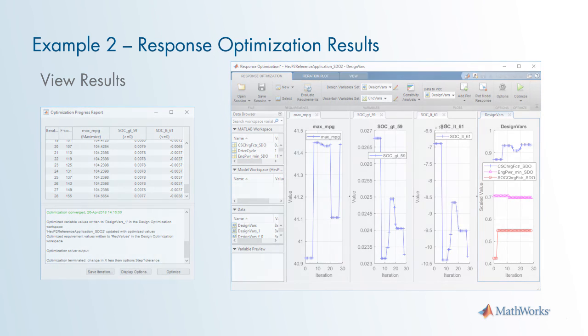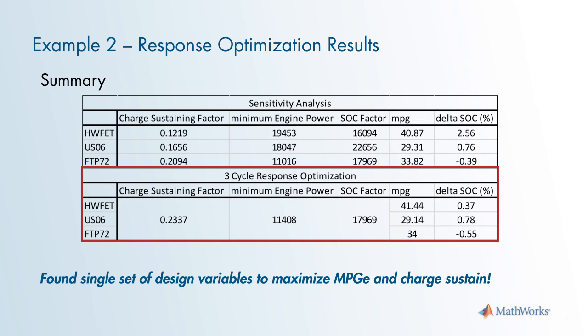Here are the results of using response optimization. It found a single set of design variables that maximize the miles per gallon equivalent and also charge sustained. This is a very good result because the common set of parameters produced results that met or exceeded what was found in the initial sensitivity analysis study. These parameters should help ensure our rule-based controller will work robustly over different driving conditions.